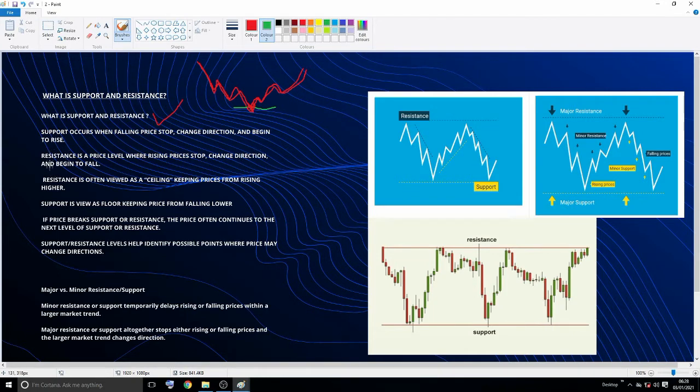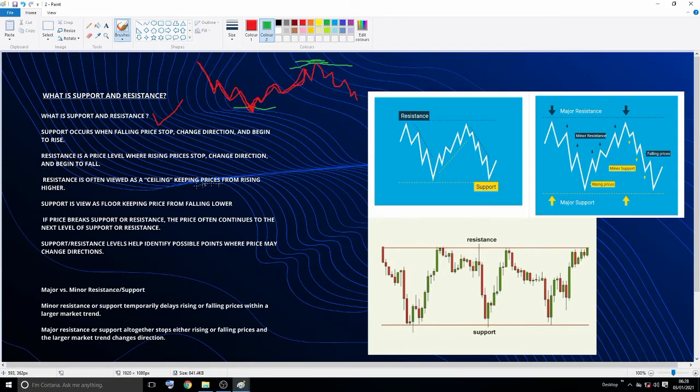And then resistance is a price level where a rising price stops, changes direction and begins to fall. The same applies to resistance. If we have a resistance here and the rising price hits it and starts dropping, it's resistance because the price was rising, and when it hit that level, it started dropping. Okay.